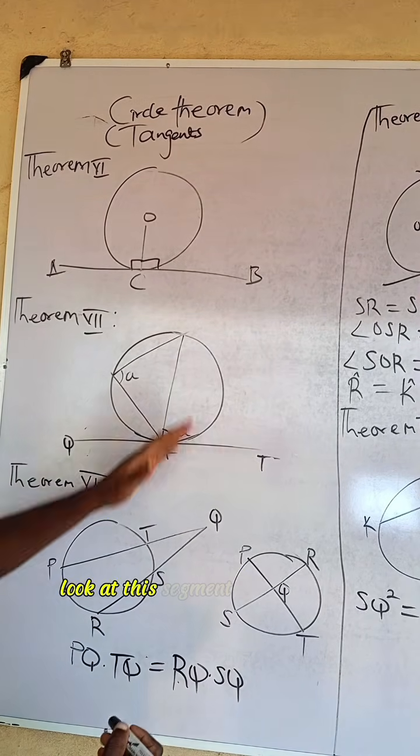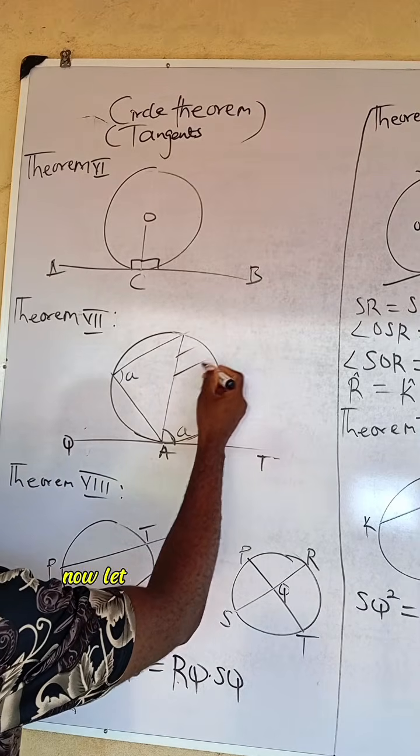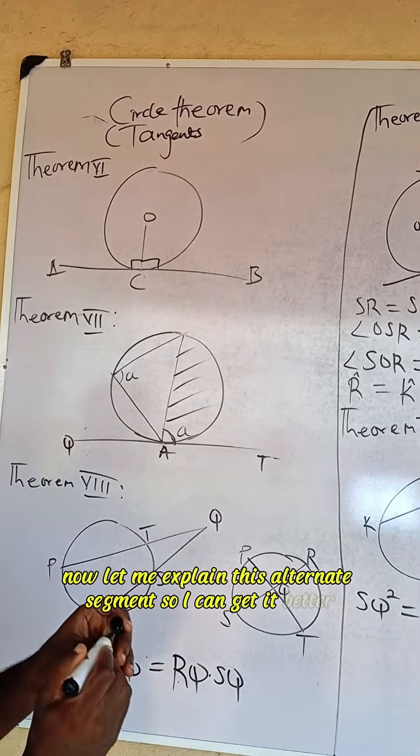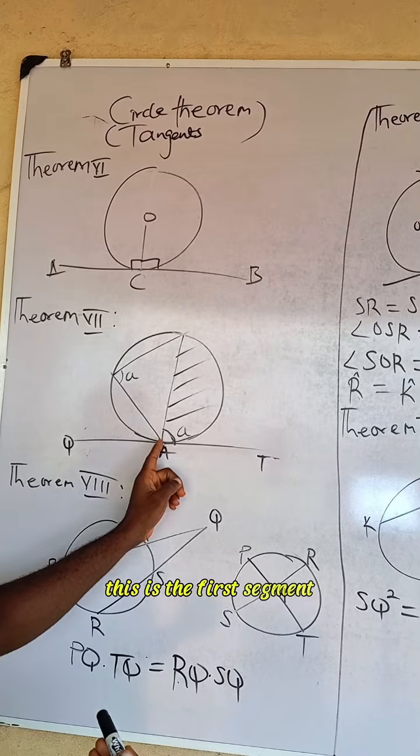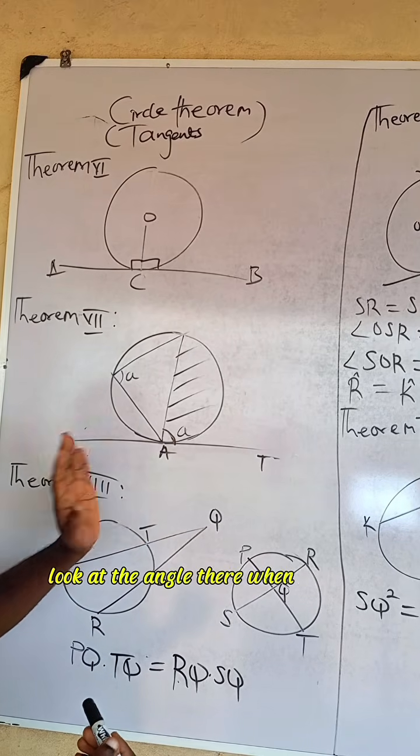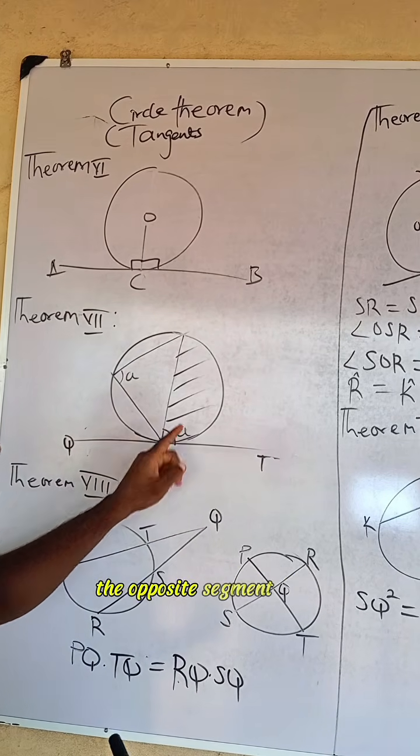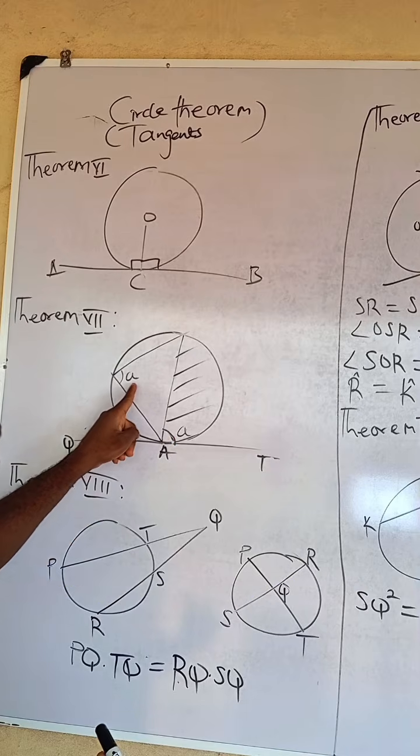Now look at this segment. Let me explain this alternate segment so that you can get it better. This is the first segment. Look at the angle there. When you say alternate segment, the opposite segment, the angle inside the opposite segment is the angle there.